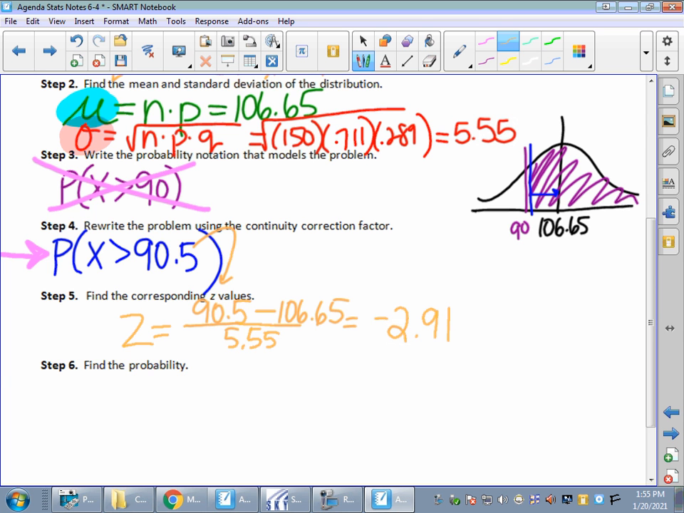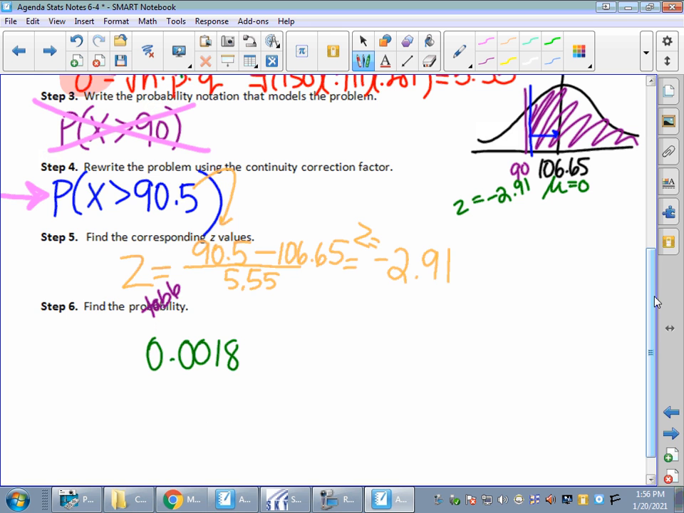Not my final answer, right? This is a z value. Once you know your z value, find the probability. Whenever it asks you to find your probability, you go to your z table. Basically what that's saying, if this is mu equals 0, we're looking at a negative 2.91 for our z-score. So I'm going to go to my z table. I'm going to look up negative 2.9. I'm going to scooch across to 0.01, and I'm going to get 0.0018.